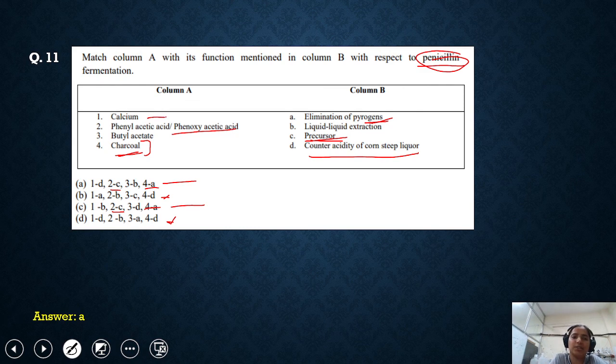So this calcium is used to counter acidity of this, and this butyl acetate is used for the liquid extraction. So for this question answer is A.